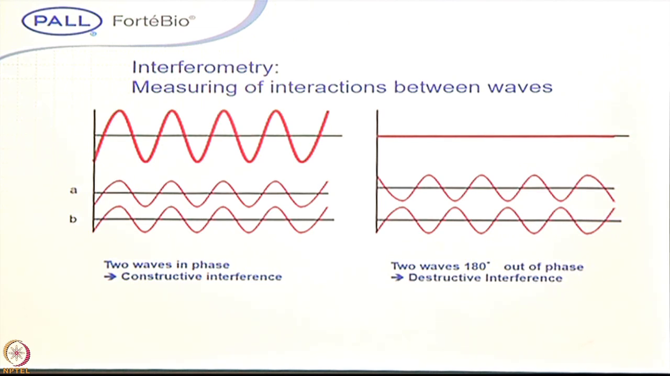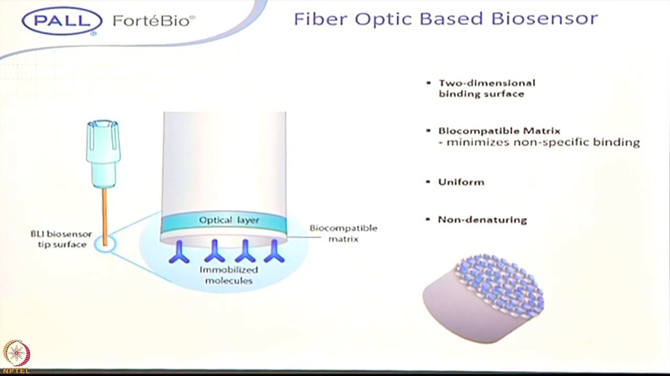So how are we doing that? We are using a biosensor here, just as SPR uses chips. If you look at the biosensor, it typically looks like a needle. It is made of plastic, and this is the glass capillary, which is nothing but the fiber optic. At the tip of this fiber optic, we coat a biocompatible, optical layer. To that optical layer, you attach one of the proteins of your interest.